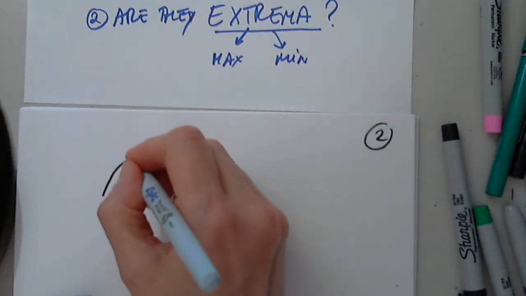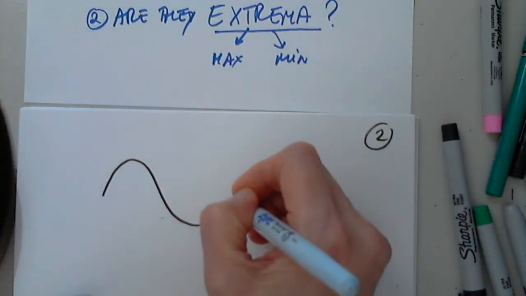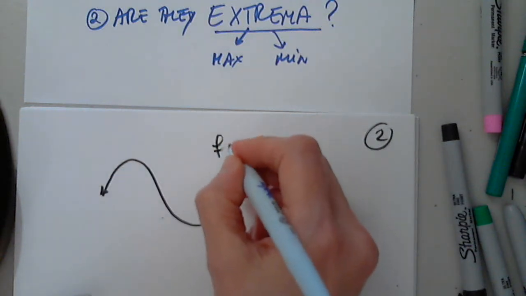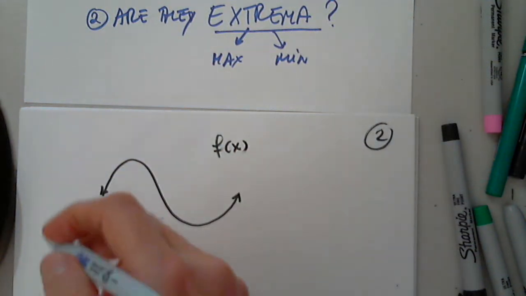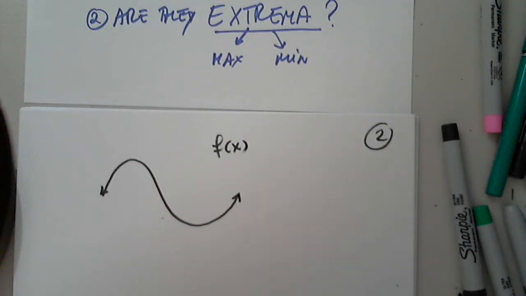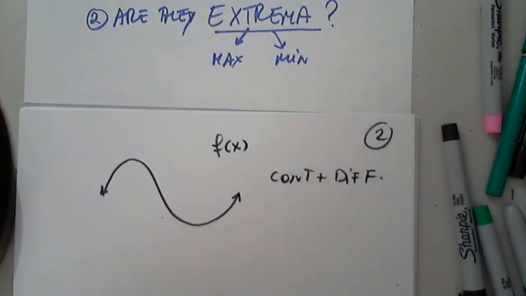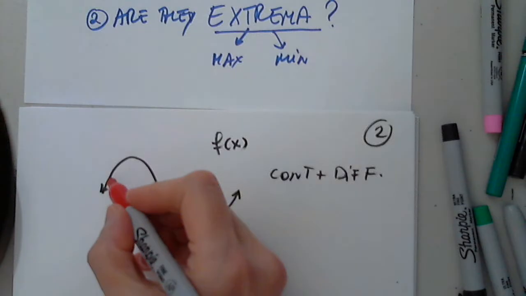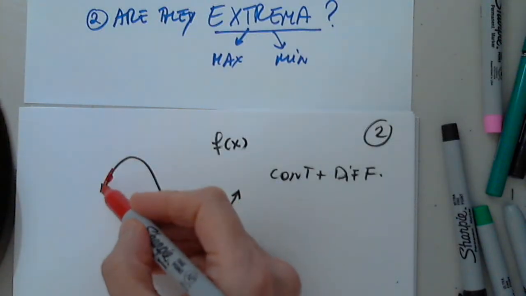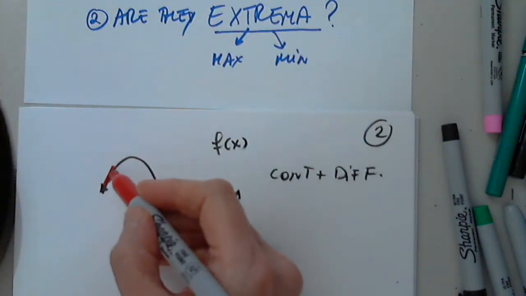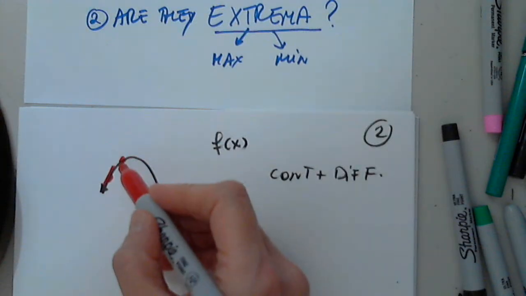Let's take a look at this graph. This is the graph of a function. Smooth, continuous, differentiable everywhere. No cusps, no corners, no vertical tangents. We know that. So f is continuous plus differentiable everywhere. Okay, I'm going to choose a few points on the graph and draw the tangents at those points.